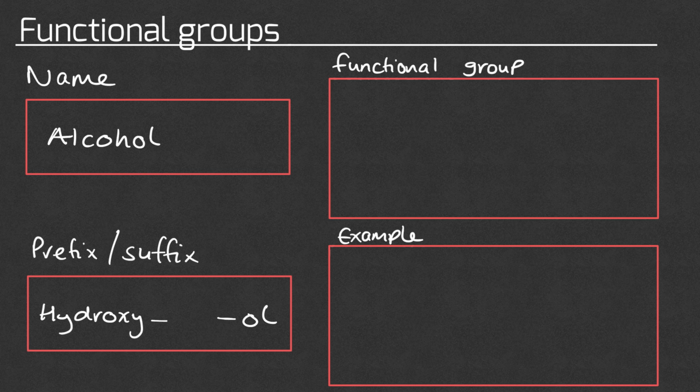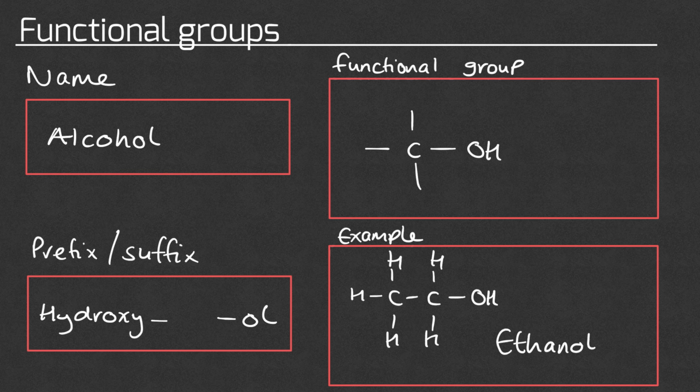Typically, you will just use the suffix -ol when naming an alcohol, but later, probably towards the end of year 13, you'll come across some molecules which have both an alcohol and a different functional group. If that other functional group is named by using a suffix, you would use the prefix hydroxy instead to denote an alcohol. So the examples we're going to look at throughout this topic will use the suffix -ol. An alcohol functional group is an oxygen bonded to a hydrogen attached to a carbon. So for example, this would be ethanol.